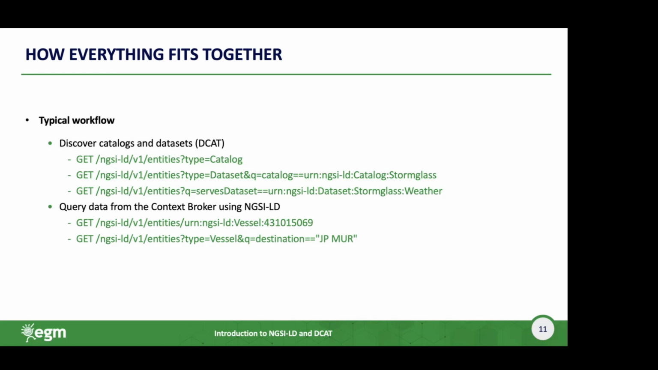Once you have this, you can continue by querying data. The first query is used to retrieve a specific entity, and the second one is an example of a query, for example, to get all the vessels that have a given destination. And in the NGSI-LD primer, you will have some other examples of these query entities and the query language that is used to query the broker.